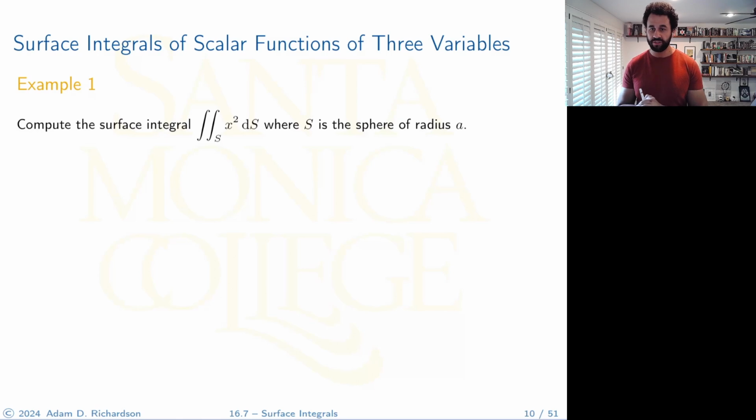All right, so we've got some examples to do, and I do want you to try to do these on your own first before we do them together. So I want you to first try to compute this surface integral, where S is the sphere of radius a. And just to emphasize what's going on here, you're integrating the function x squared, but the region over which you are integrating is the sphere. So there's a distinction between the region that you're integrating over and how you describe that region, and the function that you're actually integrating. In this case, the function is x squared. The region is the sphere.